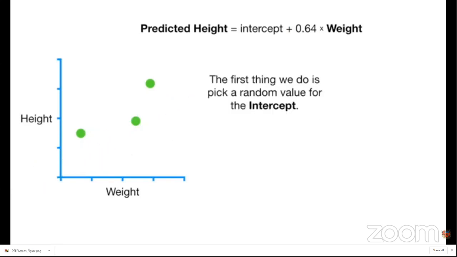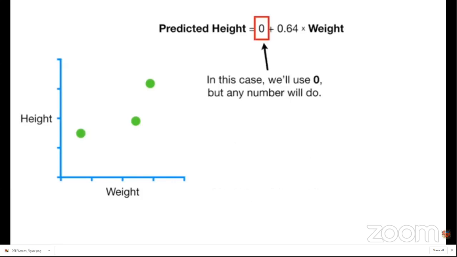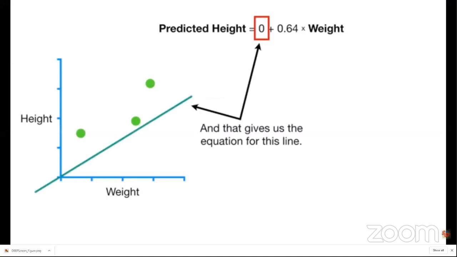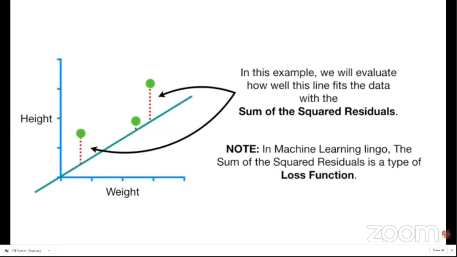The first thing we do is pick a random value for the intercept. This is just an initial guess that gives gradient descent something to improve upon. In this case, we'll use 0, but any number will do. And that gives us the equation for this line. In this example, we will evaluate how well this line fits the data with the sum of the squared residuals. Note, in machine learning lingo, the sum of the squared residuals is a type of loss function.